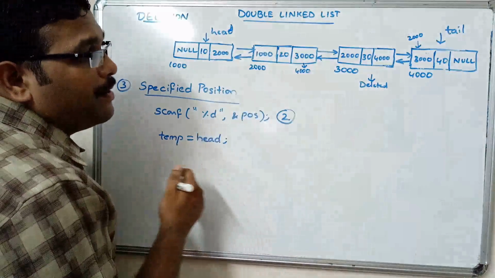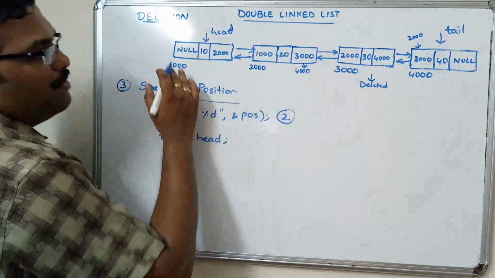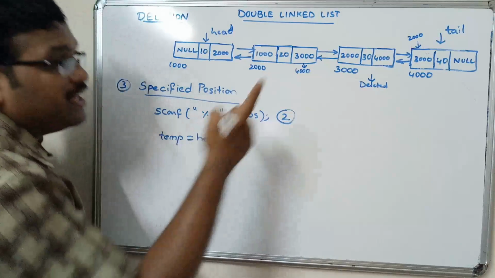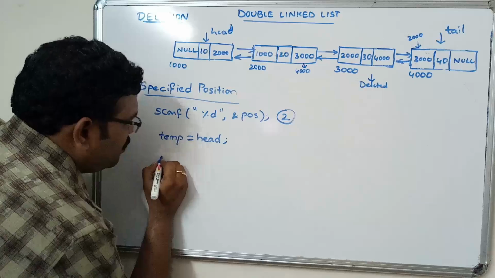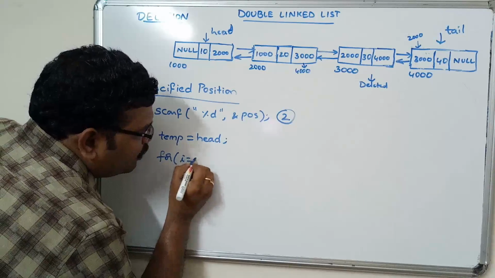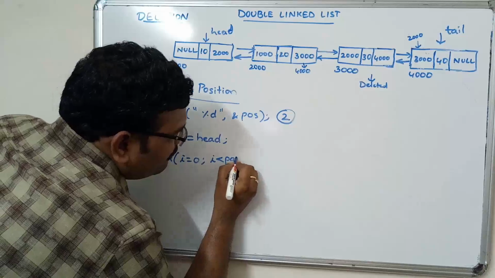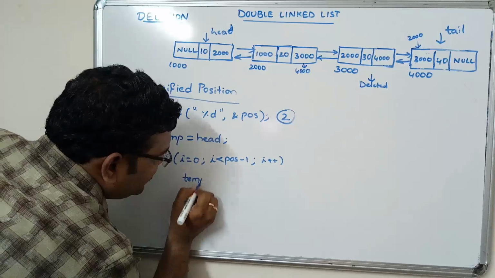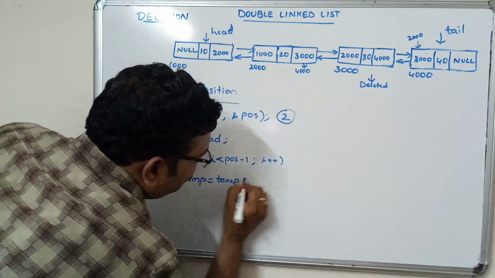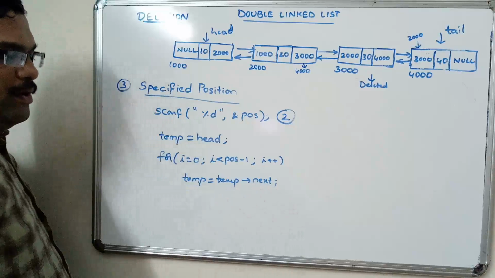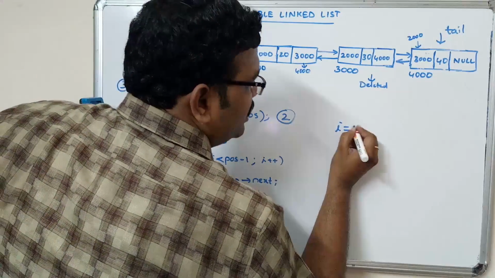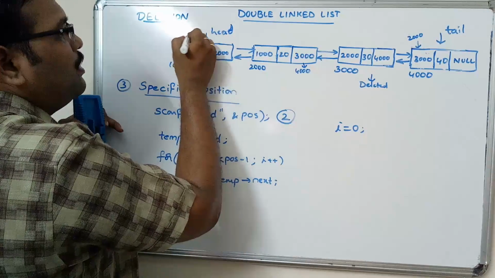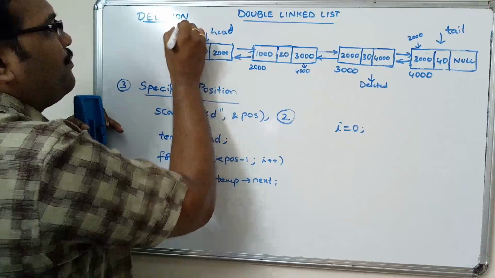Right. See, first let us move the temporary variable till the position minus 1, because here we have to change. So for loop, i is equal to 0, i less than position minus 1, i plus plus, just move the temporary variable. So temp is equal to temp of next. See, let us observe till this one. So if i is equal to 0, first temp is equal to head. So initially the temp is here itself.